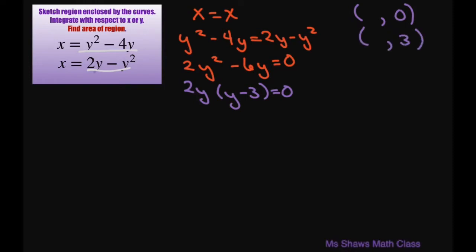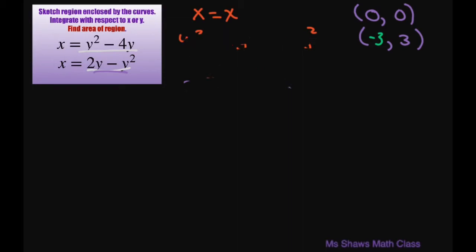Now when y is 0, our x is going to be 0. And when y is 3, we're going to get 2 times 3 minus 9, so it's going to be negative 3. So those are our intersection points, and that's going to be helpful. We got that done. Now let's see if we can look and see what we have.